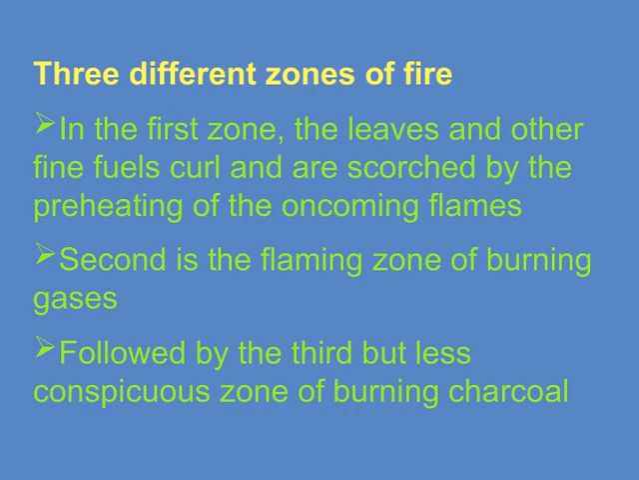Now, let's explore the three different zones of fire. In the first zone, you'll notice that the leaves and other fine fuels start to curl and become scorched. This happens because of the preheating effect caused by the oncoming flames, which gradually prepares the fuels for combustion. Moving into the second zone, we encounter the flaming zone, where burning gases are actively ignited, producing the flames we commonly associate with fire. This is where the combustion process is most vigorous.